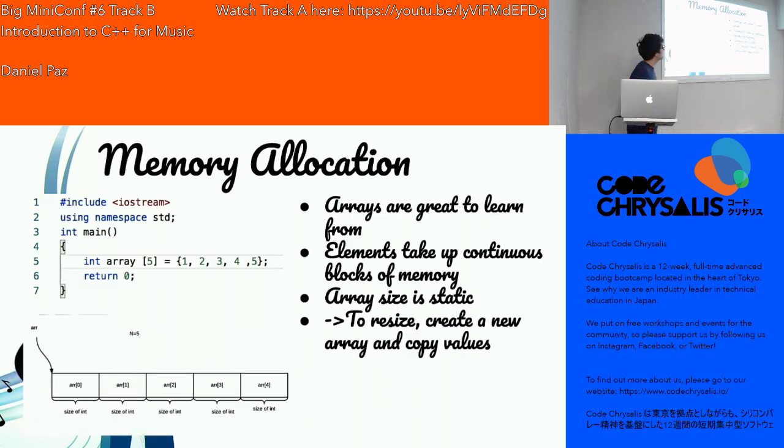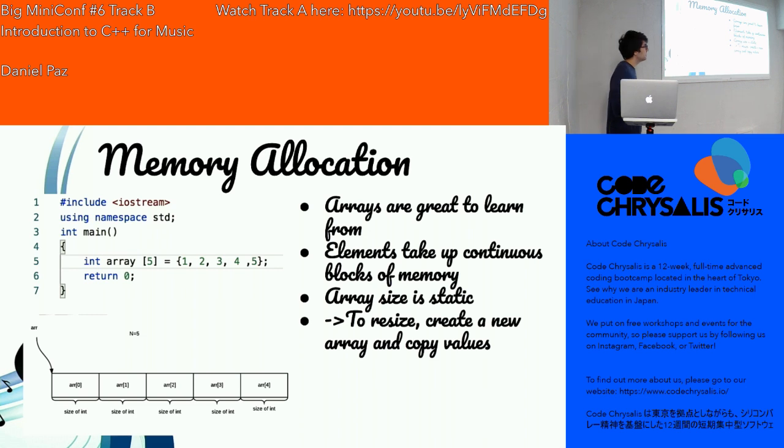Okay, so memory allocation in C++ kind of looks like this. When we have an array, this is a standard C array. We have 5 blocks of memory here, and each of these things is being allocated to that block of memory. So the array size here is static. What that means is that if we set it as 5, it has to be 5. Like in JavaScript we have push, you can't do that. Like a list in Python you can append, you can't do that here.